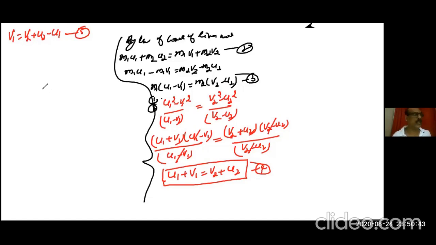Question, it is from 1 and 2, right? From equation 4, I kept V1 here. U1 I brought to this side. That's all.